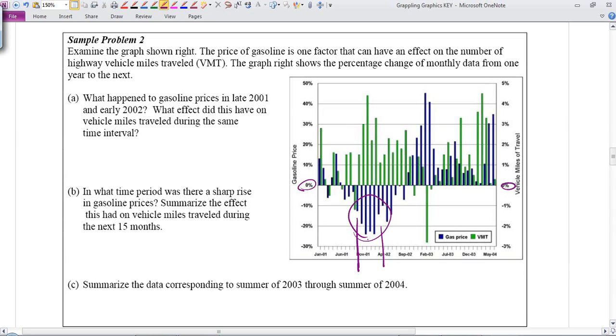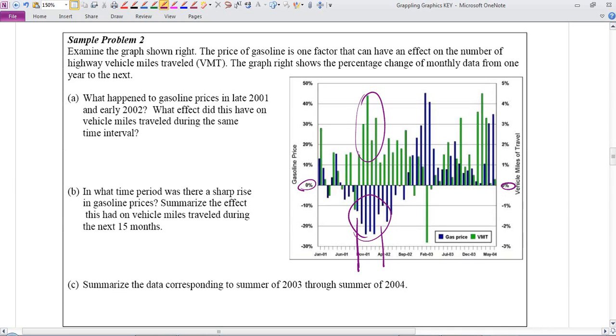Well, notice how many bars are pointed down. There's an equal number of bars that are pretty high up there in green, which are the vehicle miles traveled. So gas price went down, folks hopped in the car, took some weekend trips, and maybe traveled more than they would have if their budget was strapped because of the price of gasoline. So an interpretation somewhere along those lines.